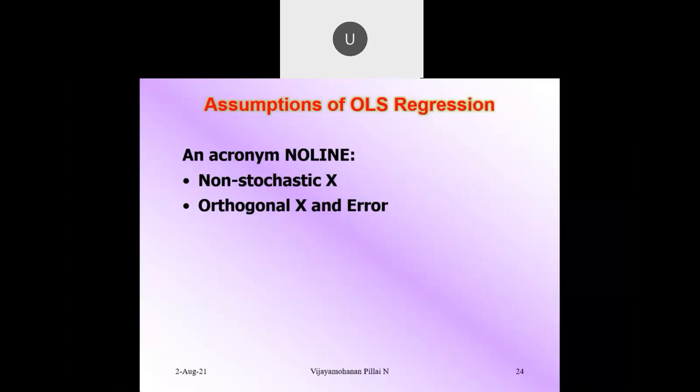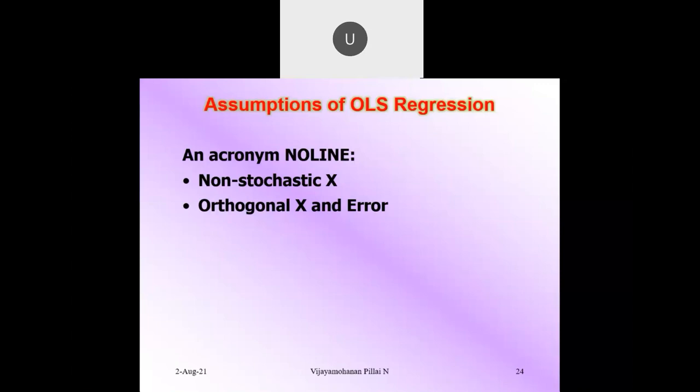So in general, the assumptions of the OLS can be divided into two cases: assumptions on the error term U and assumptions on the independent variables.